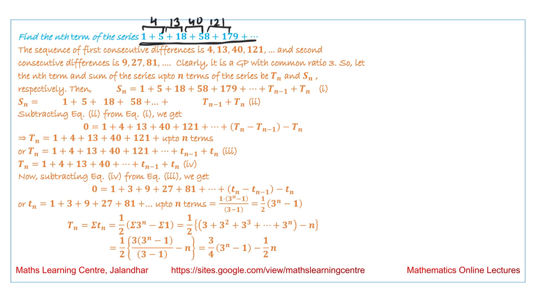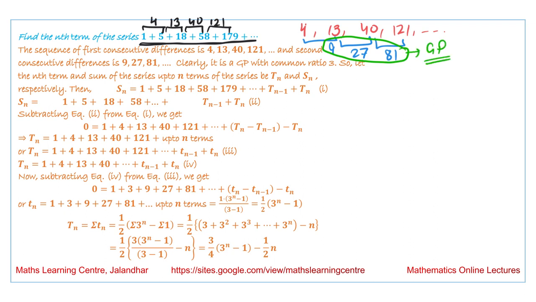Now this is not an AP, so we calculate the second difference. Second difference means we are taking 4, 13, 40, 121 and so on. The difference between these two terms is 9, the next two terms is 27, the next two terms is 81, and this is a GP. The common ratio of this GP is 3.